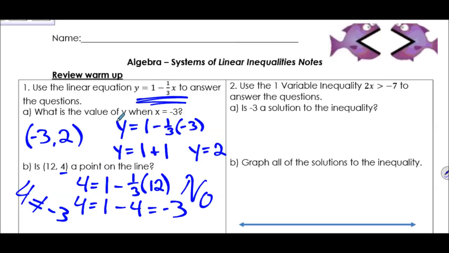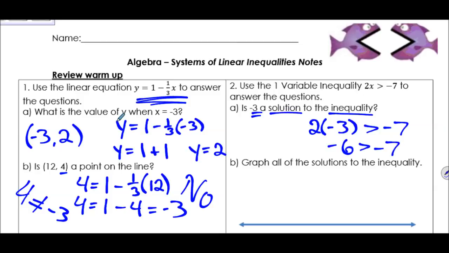2a is similar. We're going to take negative 3 and see if it's a solution to this inequality. We're going to just test that. 2 times the x value that they give us, the solution that they're giving us, is negative 3. And we're just going to see if that's actually a true statement. Negative 6 is greater than negative 7. Well, that's true. Think about it on a number line. Negative 6 is a smaller negative, so it's actually a bigger number. It is greater than negative 7. So yes, it is a solution.